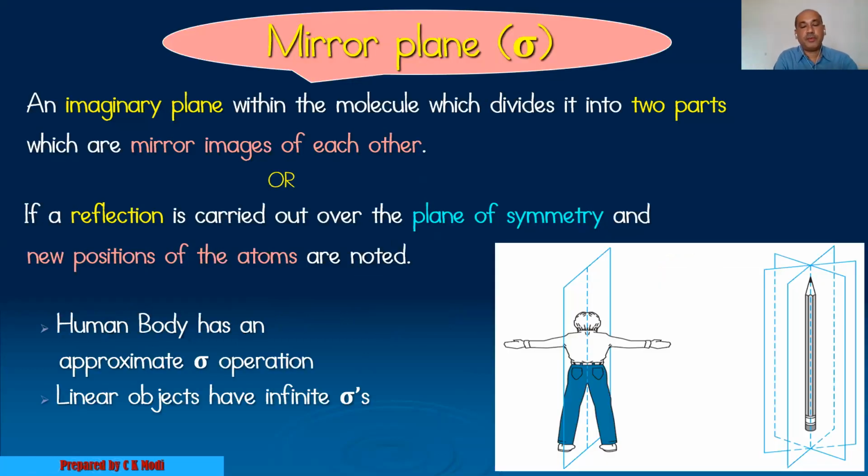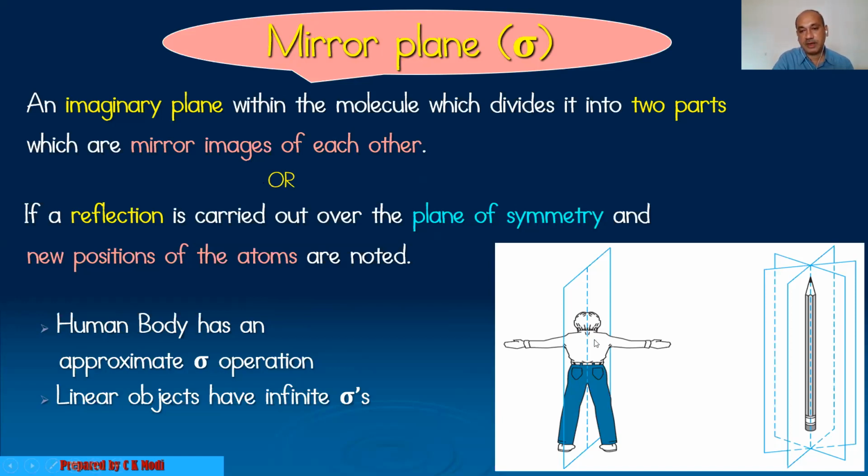Now the next one is plane. The next symmetry element is called mirror plane. What is a mirror plane? A mirror plane is an imaginary plane within the molecule which divides it into two parts, and both parts are mirror images of each other.